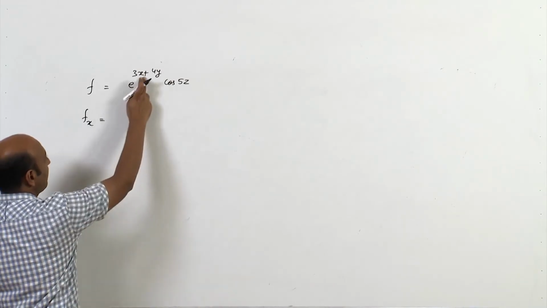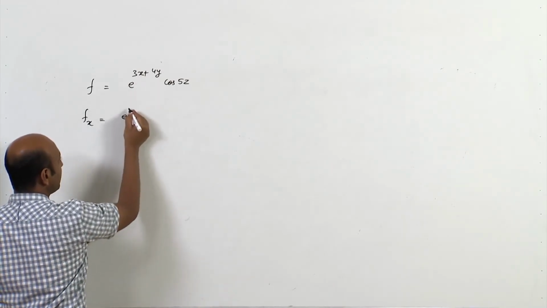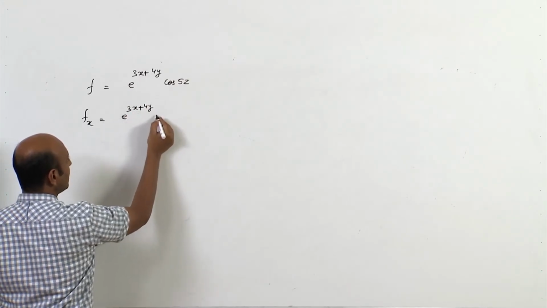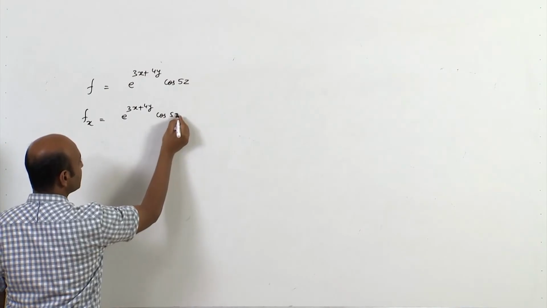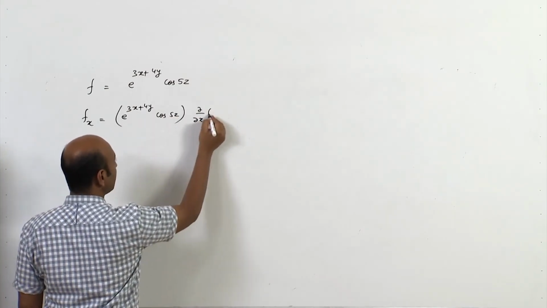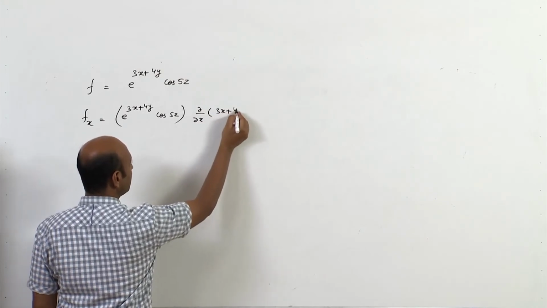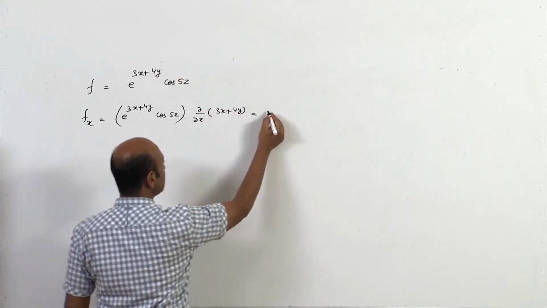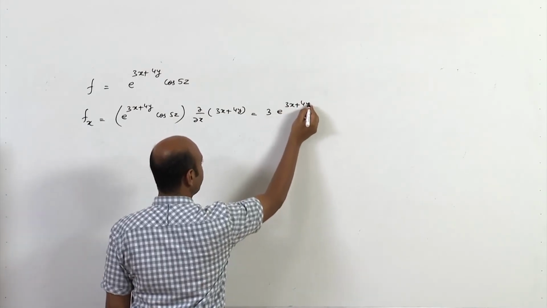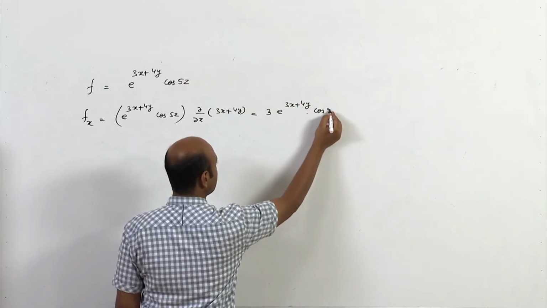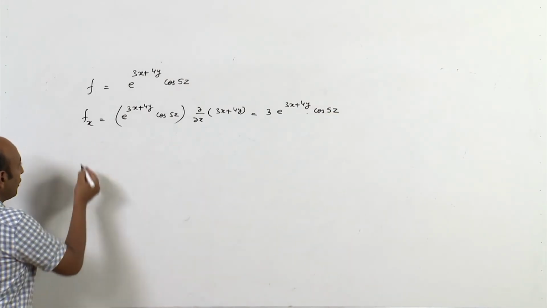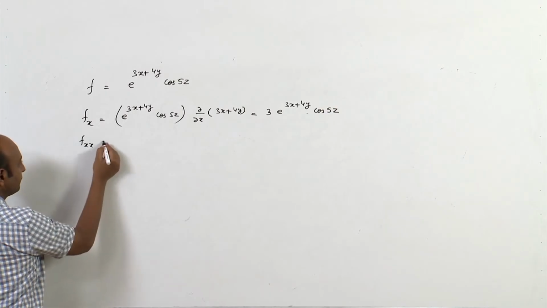Now, it is e raised to power t. So, the derivative of e raised to power t is e raised to power t, cos 5z remains as it is, and t again, that is del by del x of t, which is 3x plus 4y, gives 3 times e raised to power 3x plus 4y into cos 5z. Okay. Now, what is f x x?